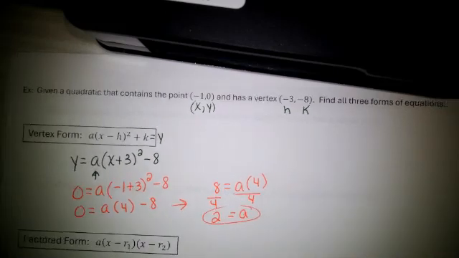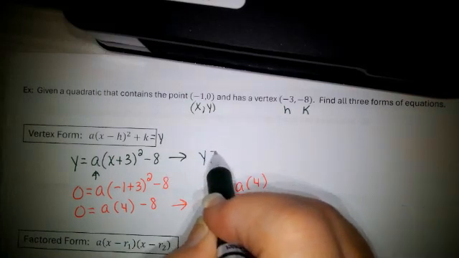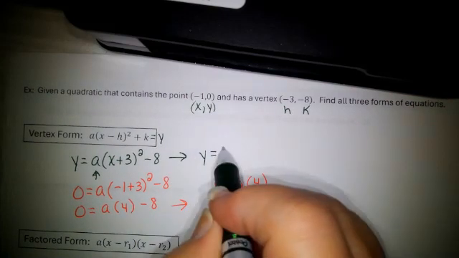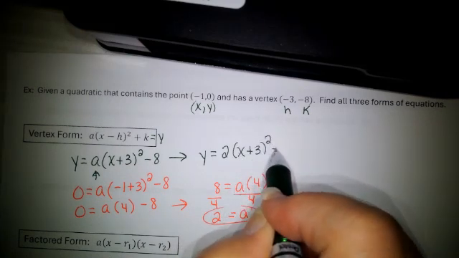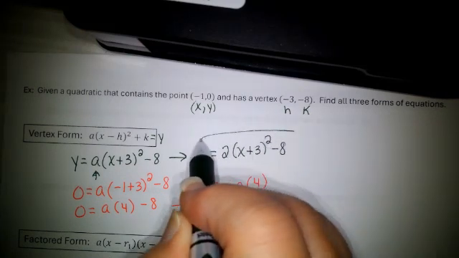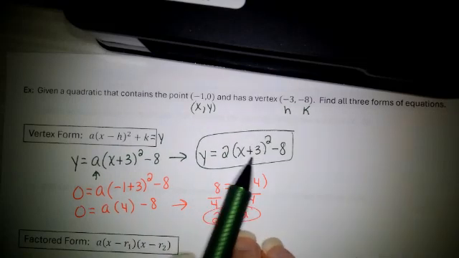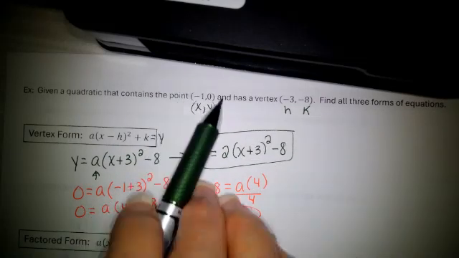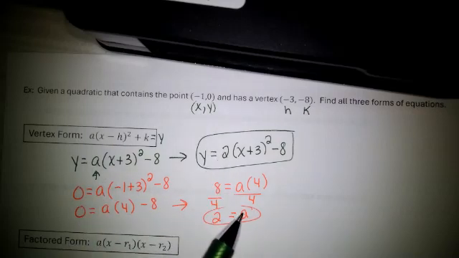So now I'm ready to write my equation. So you go back to this equation, y equals. Now I know that a is 2. I know my vertex was negative 3, negative 8. And there's my equation. So I knew my vertex. I plugged that in. I took this point (x, y), plugged it in to solve for the value of a, which was 2. All right, that's pretty good.